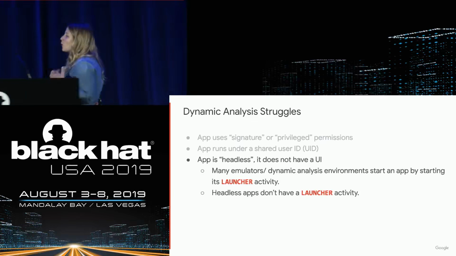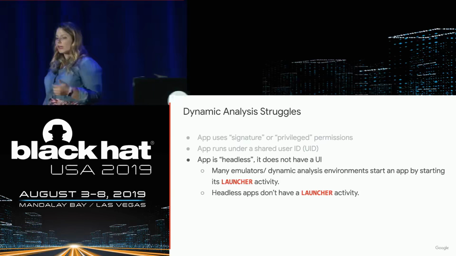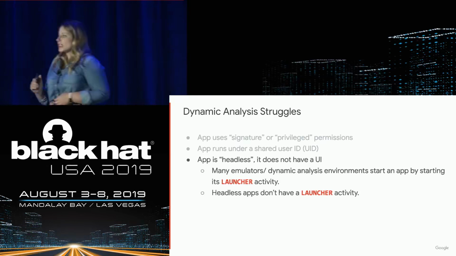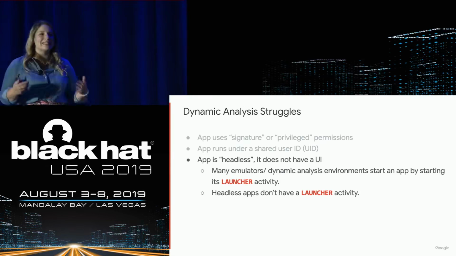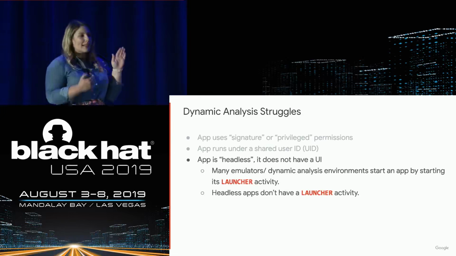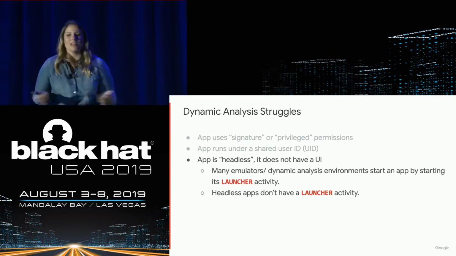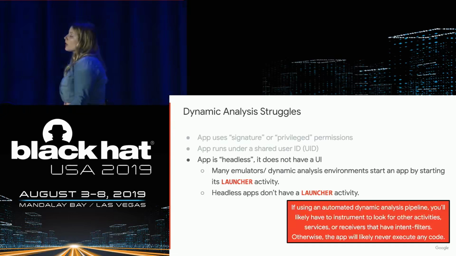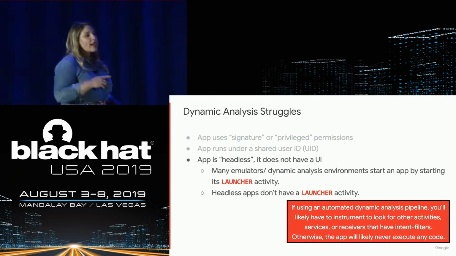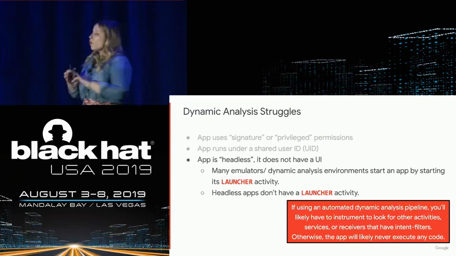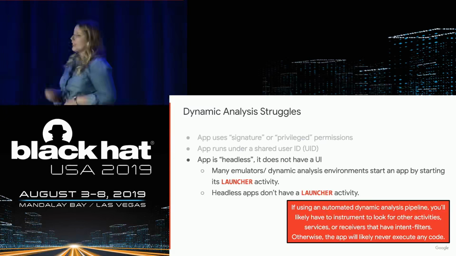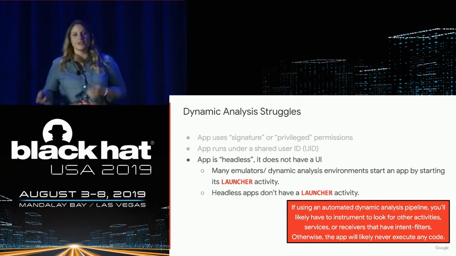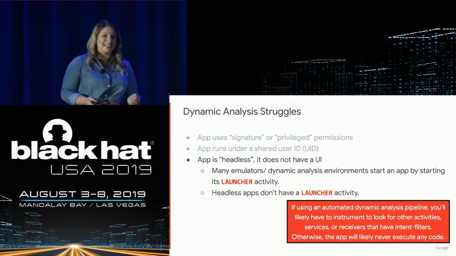But the problem is that the way a lot of automated dynamic analysis pipelines work is that they will automatically launch the launcher activity that is within the app. The launcher activity is designated in an app's manifest because it is the activity that is run when a user clicks on the icon, and that's what starts the app. But if the app doesn't have a UI, it doesn't have a launcher activity. So in order to start or execute code for one of these headless apps, you usually have to do static analysis to find what activities, services, or receivers have intent filters, and that's how it is started. So to have it run in dynamic analysis, you're going to need to do static analysis to get it to that point.